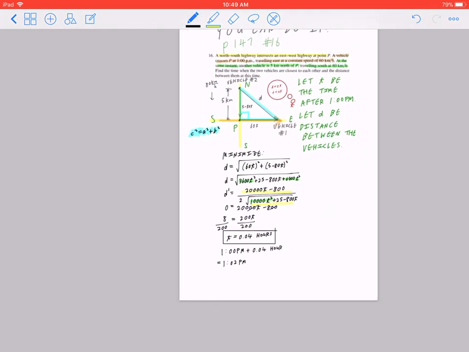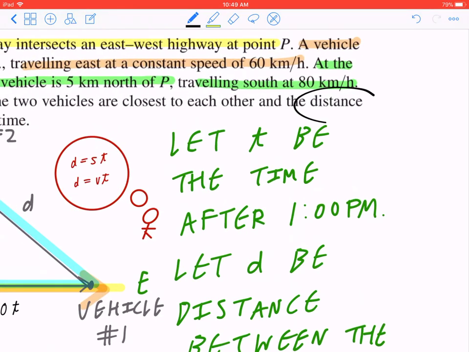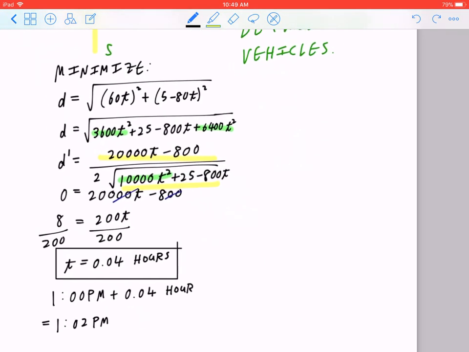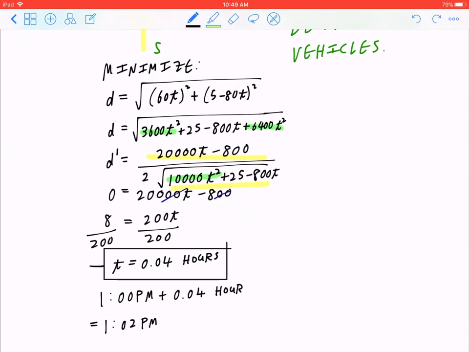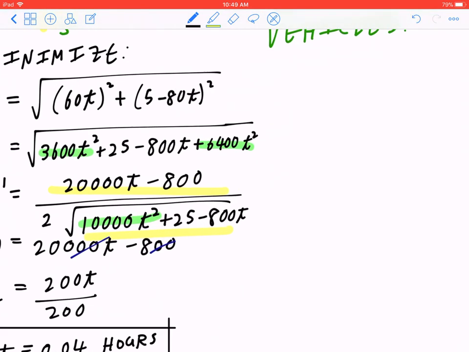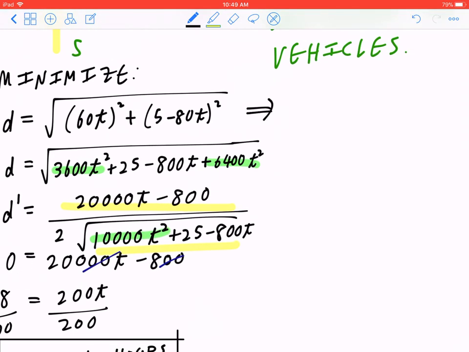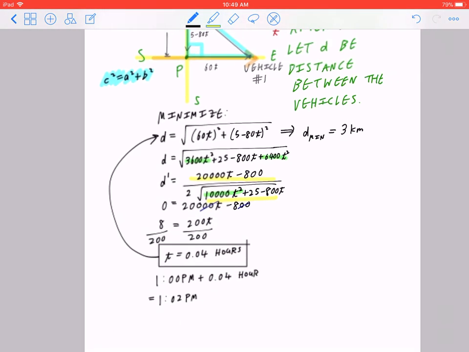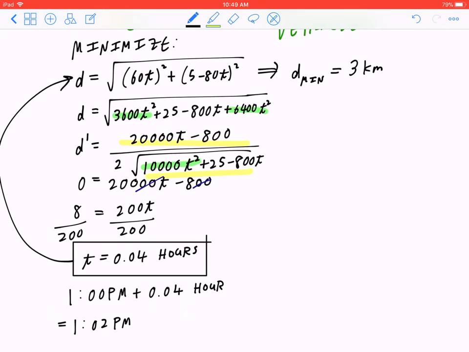Now, you also want to find a distance. That's the second part that you're looking for. So to find a distance, you have to plug this back in. So if you took time, which is 0.04 of an hour, and you plug it back in, this will give you the minimum distance. And again, this you can work out on your own, and it's going to be 3 kilometers.